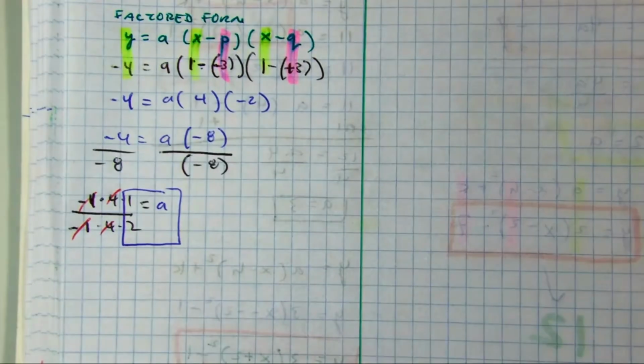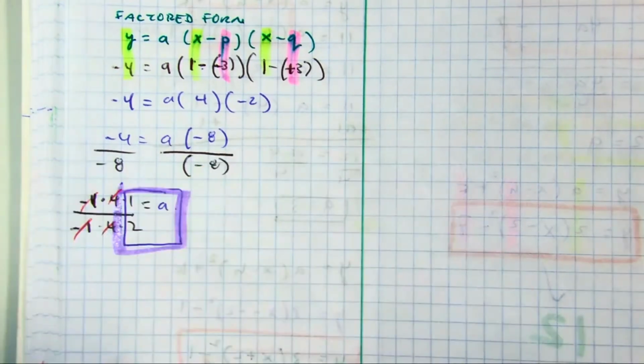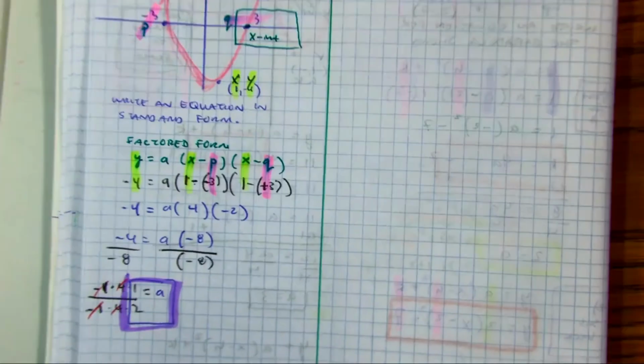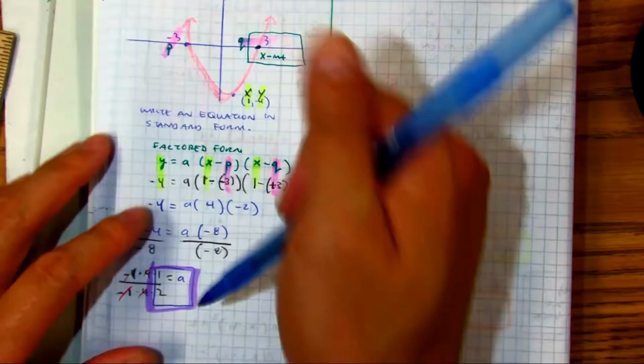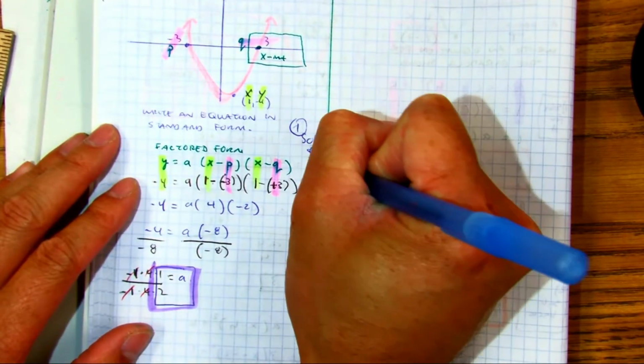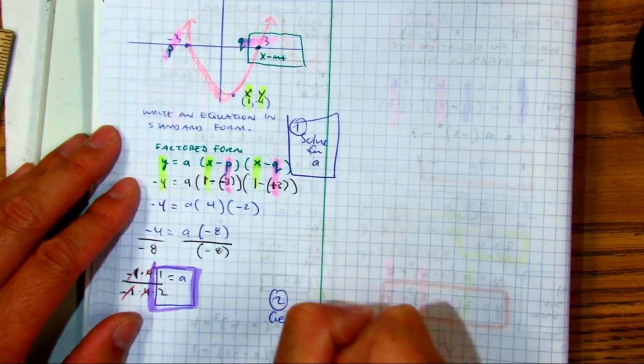Alright, so we have the A value. If you were in here on Friday, you get all your information and then you're just solving for A. So the first step is solve for A. And then number 2, get an equation.